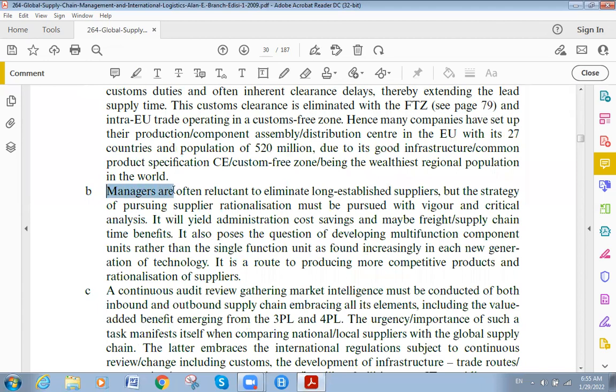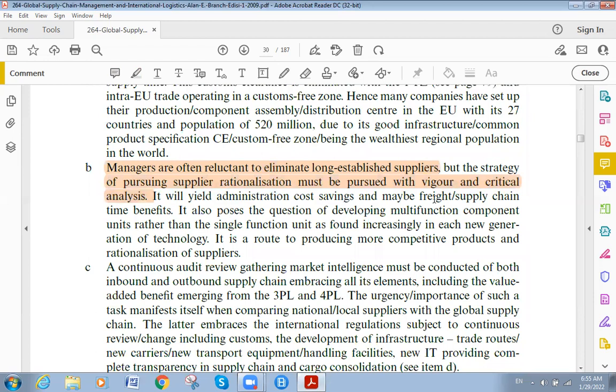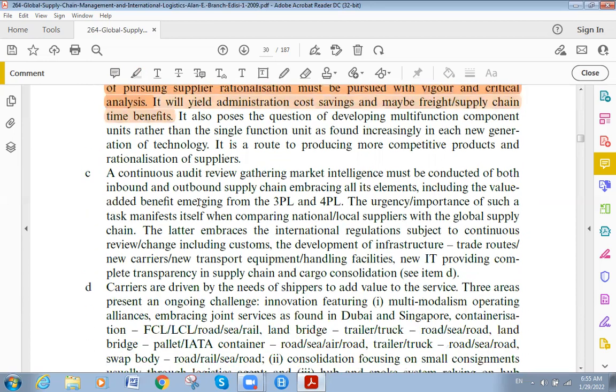Secondly, managers are often reluctant to eliminate long-established suppliers. But the strategy of pursuing supplier rationalization must be pursued with vigor and critical analysis. It will yield administration cost savings and maybe freight and supply chain time benefits as well. Third, a continuous audit review gathering market intelligence must be conducted of both the inbound and outbound supply chain.